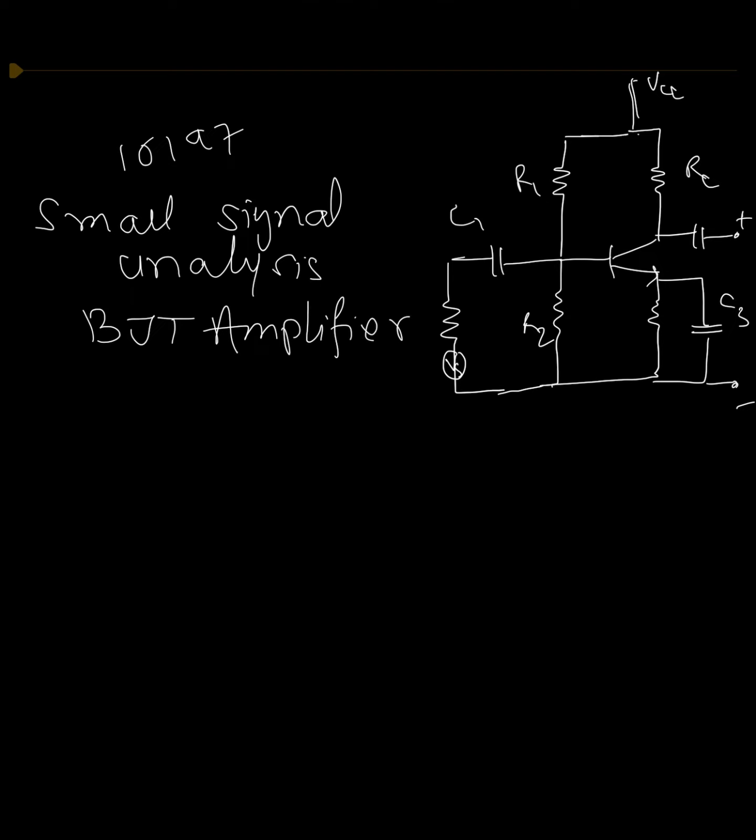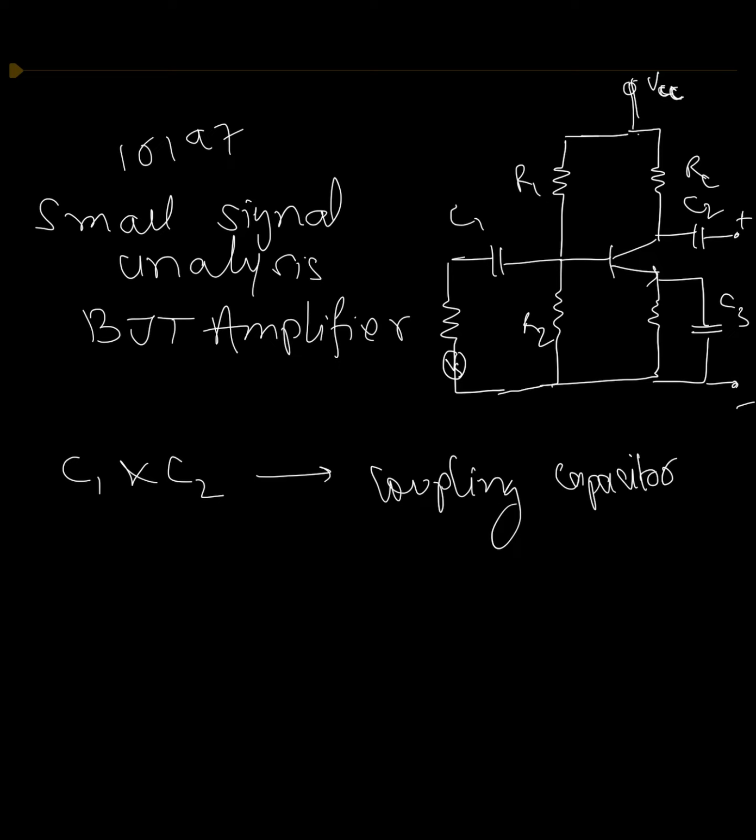So, this is the original circuit which we will be operating on, and this C1 and C2 here are the coupling capacitors for input and output respectively, and C3 is the bypass capacitor which bypasses the RE transistor.